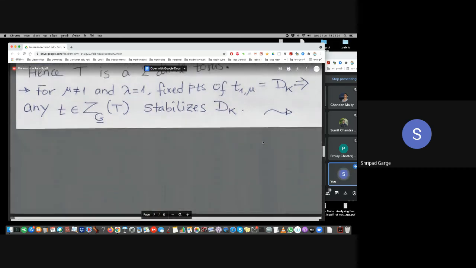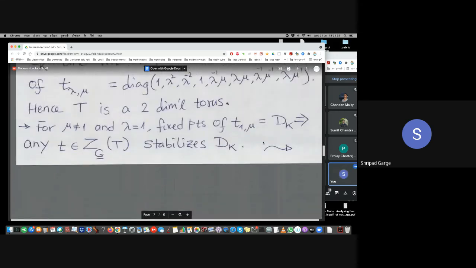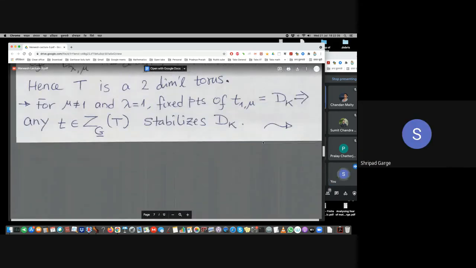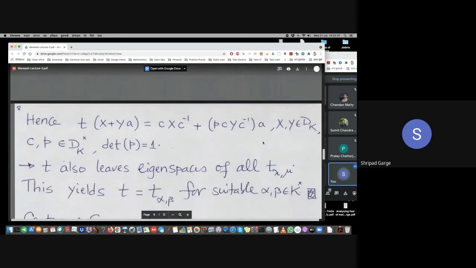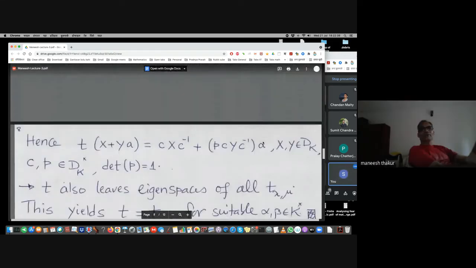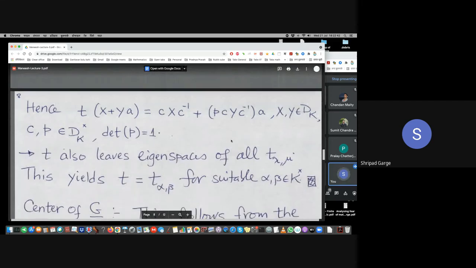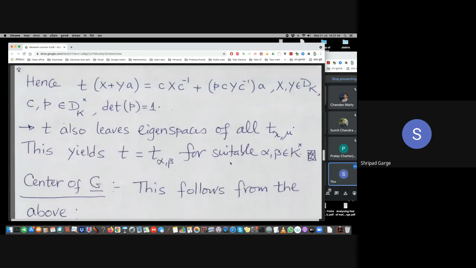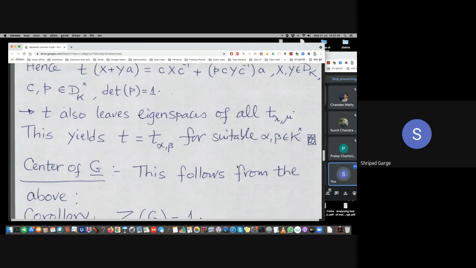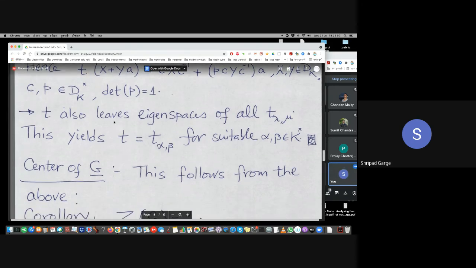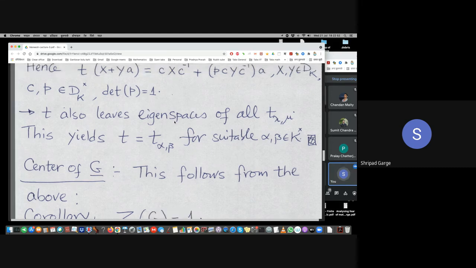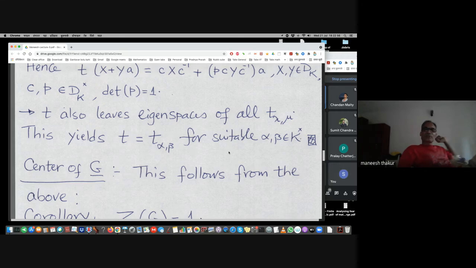And he also, in fact, proved that the centralizer is the torus itself because it has to preserve the D_K. And then it can again be written in the same form. So it is just the torus. And therefore, it's a maximal torus. The eigenspaces are invariant. Yeah, you grant that it's a maximal torus of dimension 2.